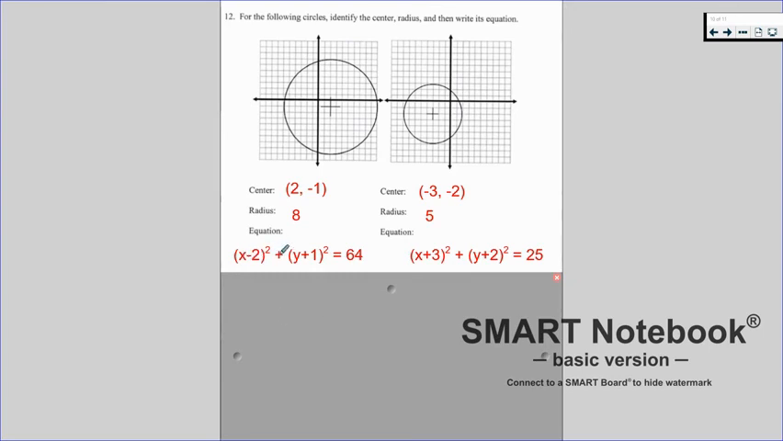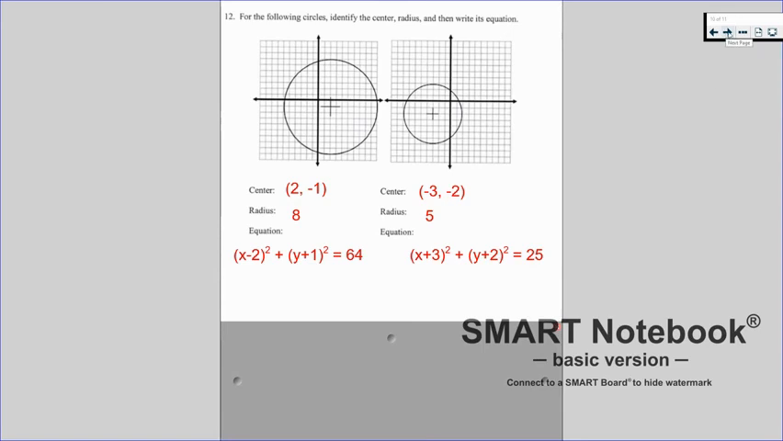And then I can just plug those values into our general equation from the last slide. (x minus 2) squared plus (y minus negative 1), which is really just plus 1, squared equals 8 squared, which we would write as 64. (x minus negative 3), so x plus 3, squared plus (y minus negative 2), which is, again, plus 2, squared equals 5 squared, which we would write as 25.